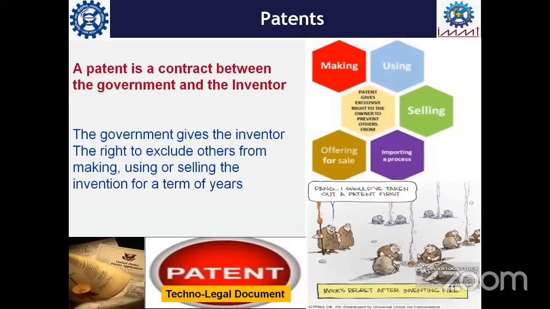Then comes patents. Patents can, in a general sense, be referred to as a contract between the government and the inventor, in which the government gives the inventor the right to exclude others from exploitation. You find a solution to a problem and you file a patent for your solution at the patent office. Since you registered your invention in the form of a patent, you will get some rights. Those rights are called patent rights. Through these rights, you can stop anyone who wishes to exploit your invention. That is all about patent.